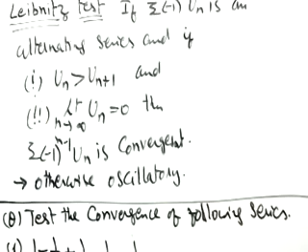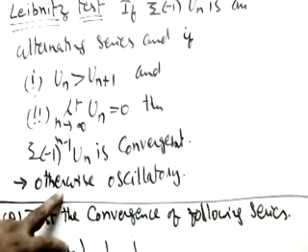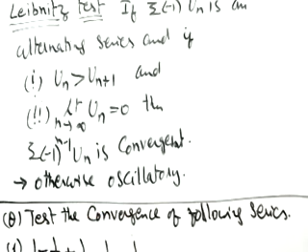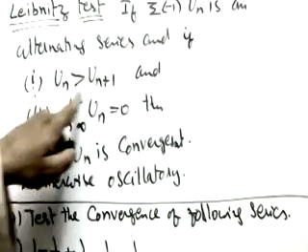Otherwise, if any one of these two conditions is not satisfied, then we say that the series is not divergent here. An alternate series is otherwise called an oscillatory series. So what are the conditions? un greater than un plus 1, and the limit as n tends to infinity of un equals 0. Then we say it is convergent. Otherwise, it is called oscillatory.